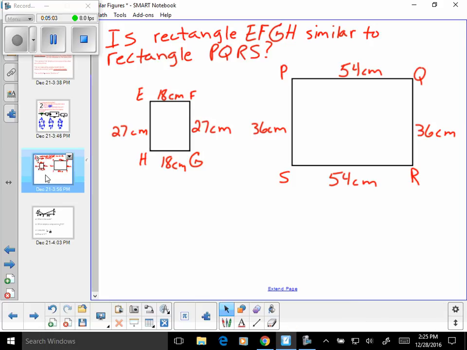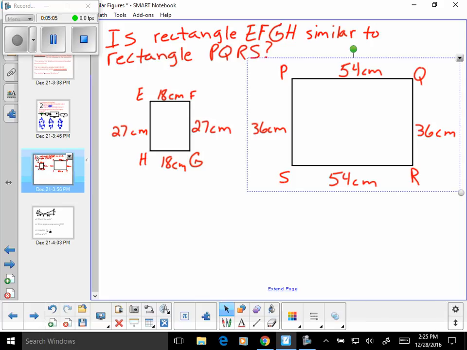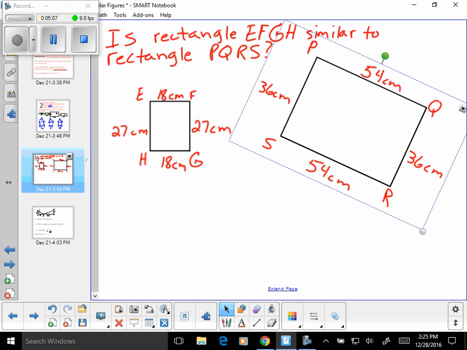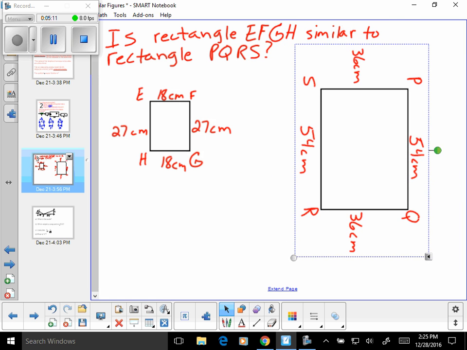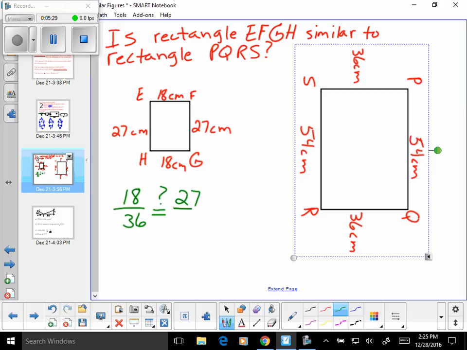So to set up the correspondence, what I need to do is rotate this particular rectangle. And it can be kind of hard to do. I can do it here very easily using the smartboard, but you need to do that mentally. Okay, so I'm looking for short side to short side. So that means 18 to 36. And then is that equal to long side of 27 over long side of 54?